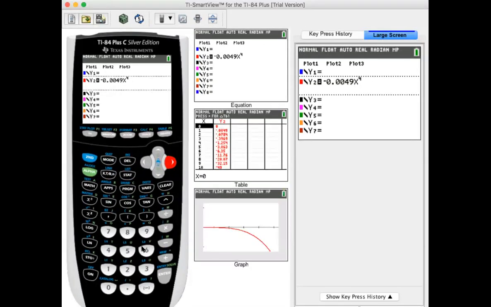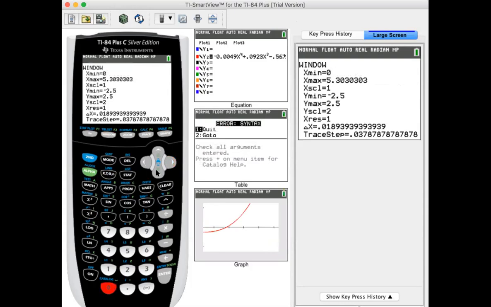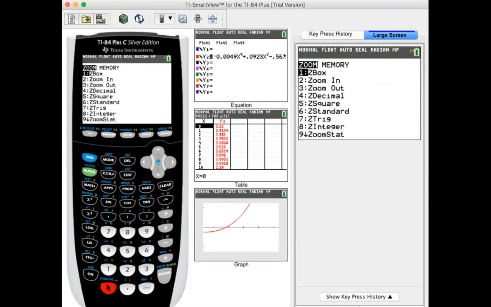plus 0.0923 x to the 3rd minus 0.56 x squared plus 1.166 x plus 3.23. And they want it over the domain 0 to 10. And we'll do zoom 0, zoom fit.